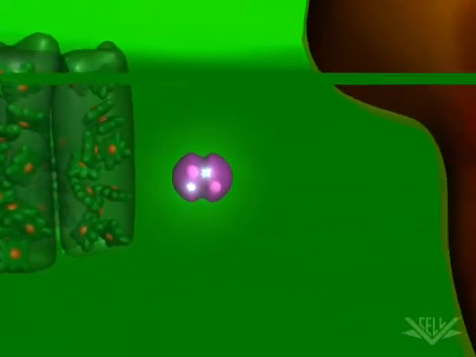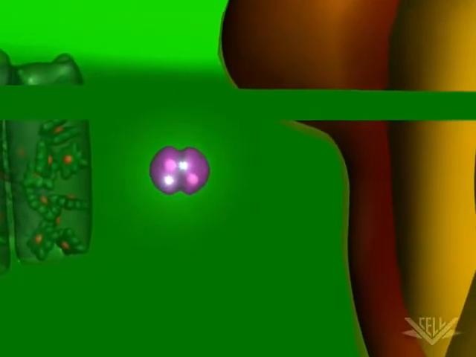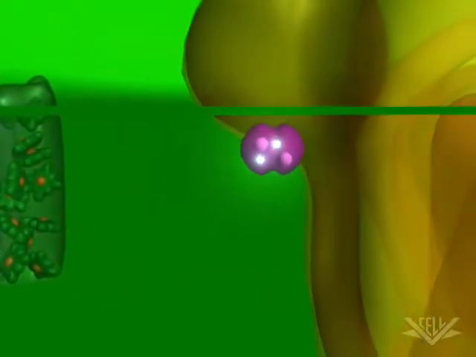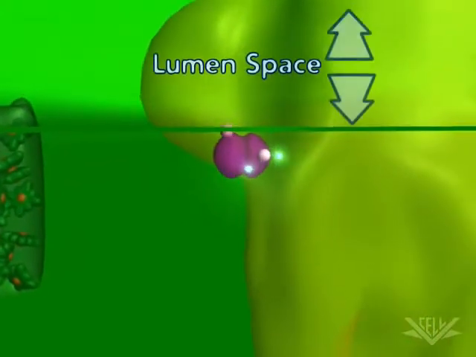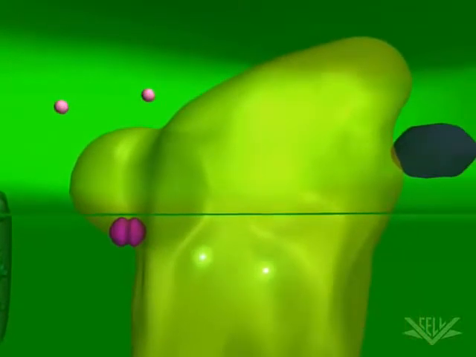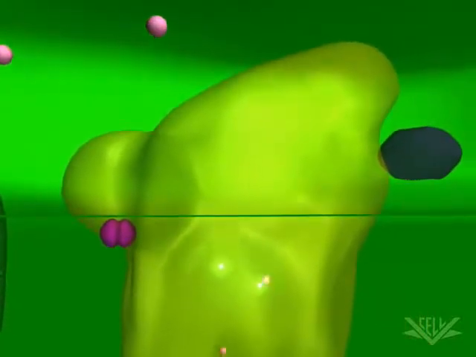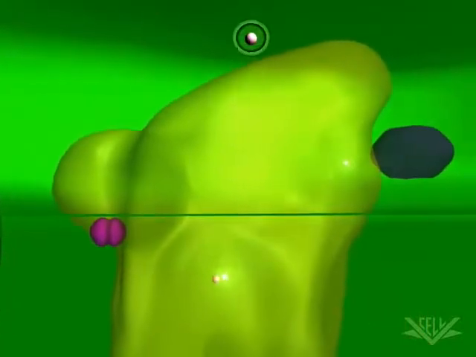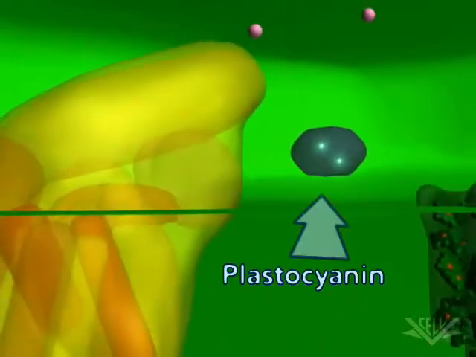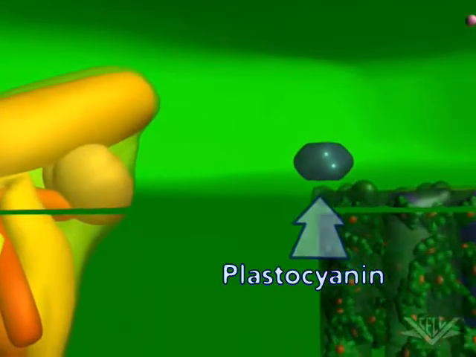Plastoquinone QB then transfers the 2 electrons to the cytochrome b6f complex. The 2 protons it picked up are released into the lumen. These transfers are coupled with the pumping of 2 more hydrogen ions into the lumen space by cytochrome b6f. The electrons are next transferred to plastocyanin, another mobile carrier.